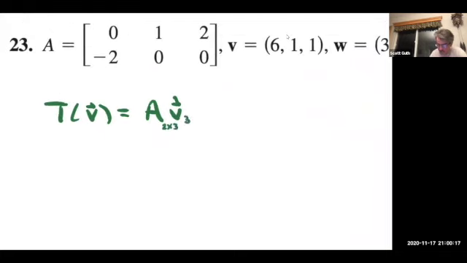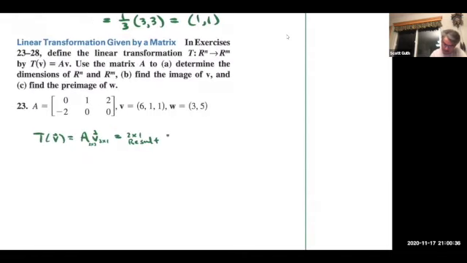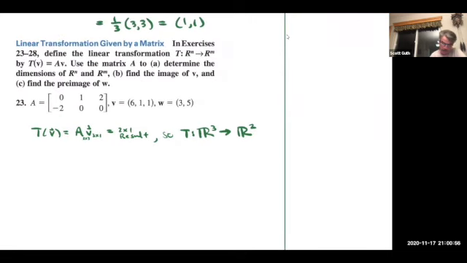So v would have to be a 3 by 1. And this is equal to a 2 by 1 vector, which means that T, let's just say, maps R3 to R2. Because it takes an input of a 3 by 1 and it outputs a 2 by 1. Okay, so that's part A.